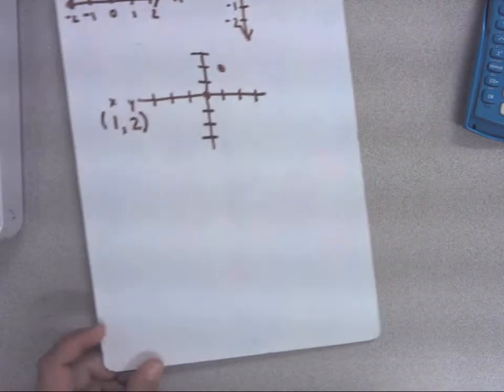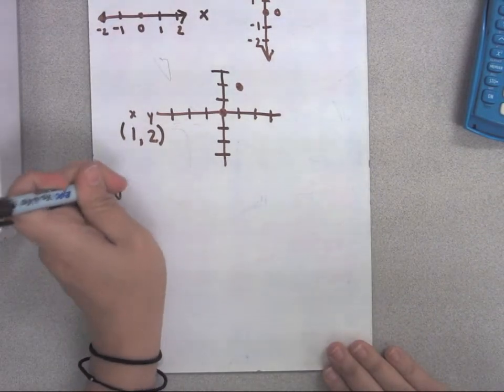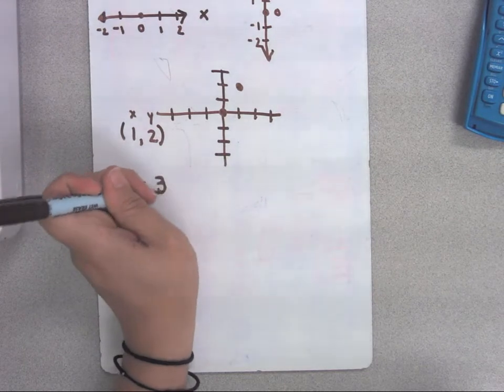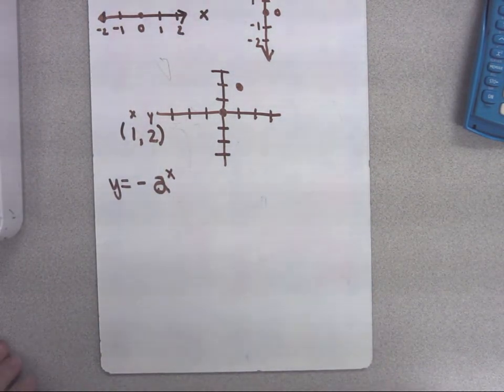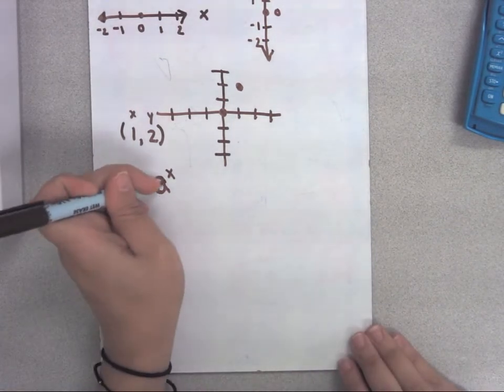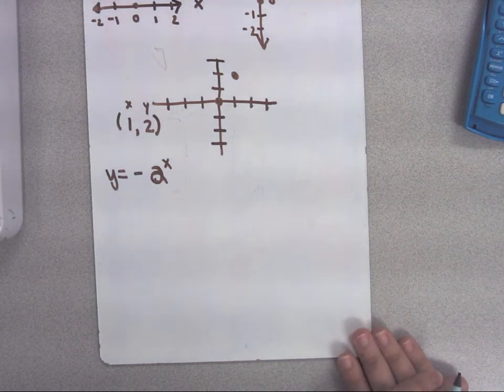Okay, this is my favorite. Let's try another one. How about y equals -2 to the x? That's a 2. I changed my mind. -2 to the x.